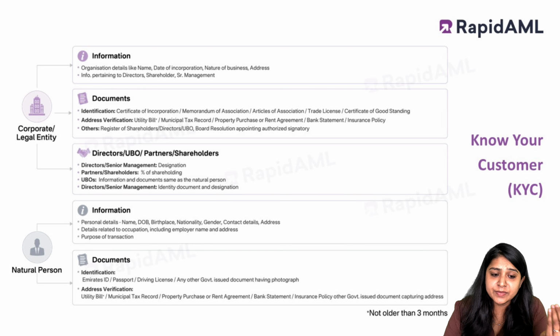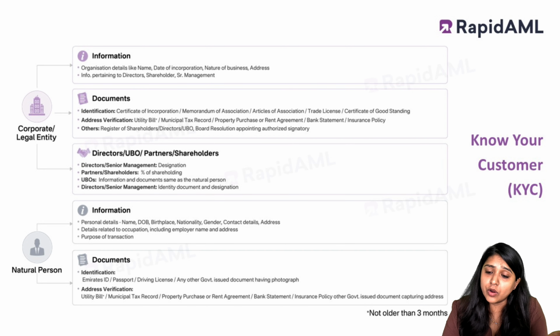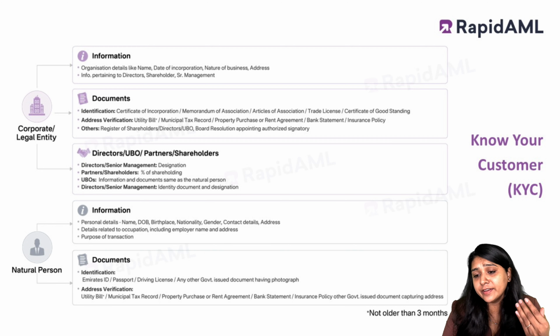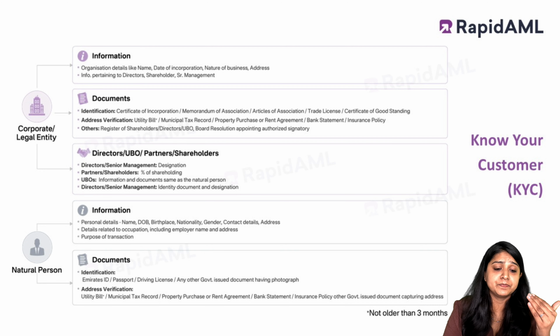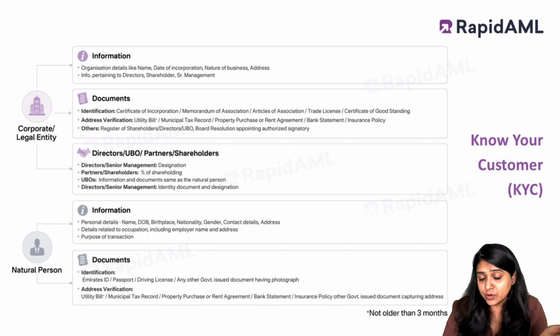So for identification, ideally you should seek, for a corporate, your certificate of incorporation, memorandum of association, articles of association, trade license copy. These are the things which can be accepted as the identification proof depending upon where that particular customer is located. So accordingly, your list of requirements might also change. Not every company has a trade license, or not every company will have a certificate of incorporation. Every country's rules and regulations are very, very different. So accordingly, the identification documents must be sought.